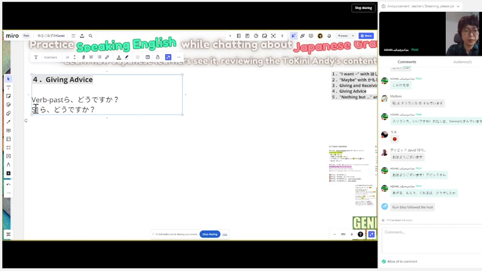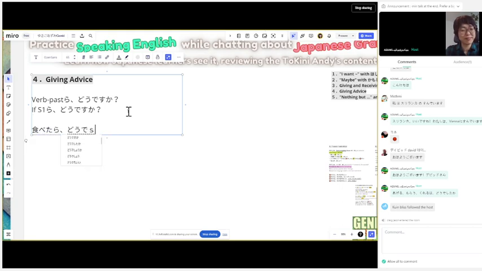So this is using that. We've got the short form past tense plus da, do desu ka. How about, or why don't you, is what this comes out to. Literally, do is how, and ka is the question marker. So tabetara do desu ka means how about if eat, because the tara gives you an if. So how about if eat is what that would literally mean.